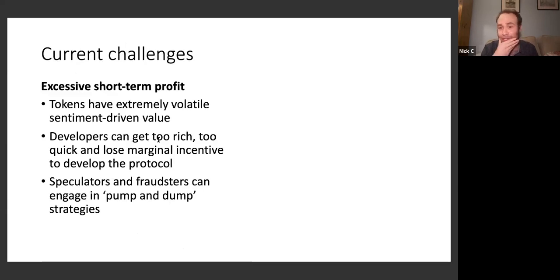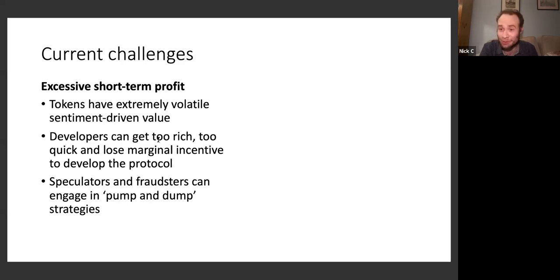Now, the current challenges, it's not all rosy. I think there are key challenges that set up my narrow corridor. First is excessive short-term profit. Tokens have extremely volatile, sentiment-driven value. Developers can get too rich too quick. As a result, they lose the marginal incentive to develop the protocol, which they may have released to much fanfare just a few weeks or months ago.